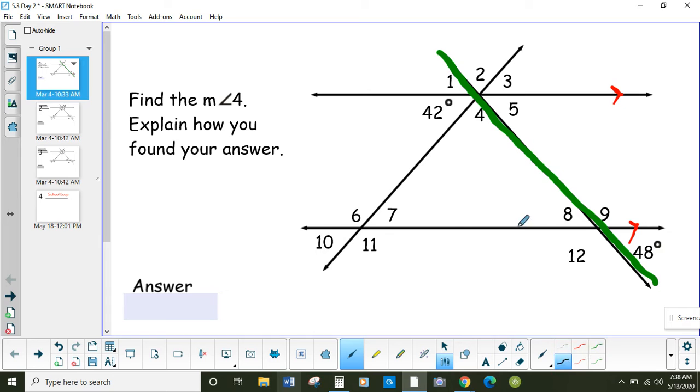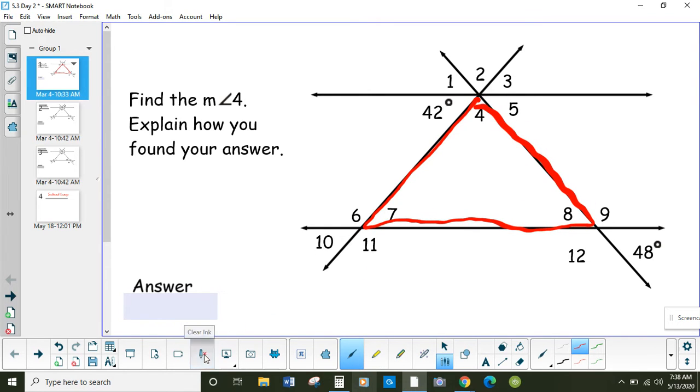But what's also true right now is that there's another transversal right here. So we have two transversals. And I don't know if you noticed this or not, but inside here we have a what? Whoa, pretend that's straight. We have a triangle there, don't we? Which means we can use the triangle sum theorem as well to answer these questions. So more than one way to answer this question. What I want you to do right now is pause the video and try to find angle 4.